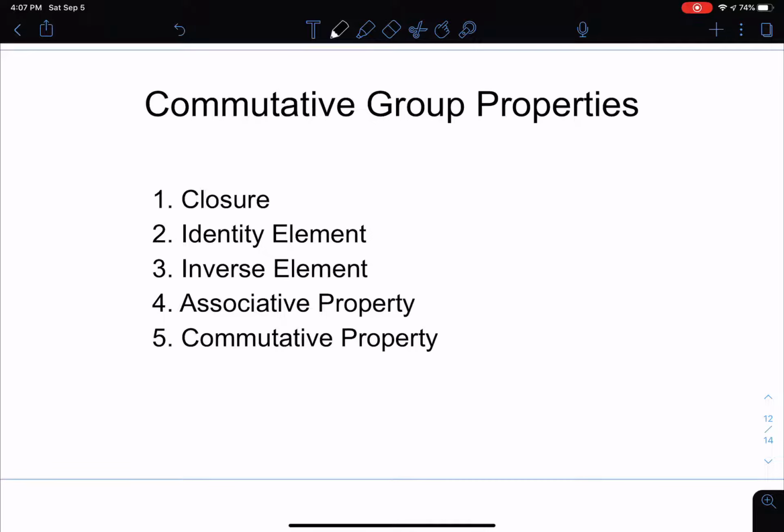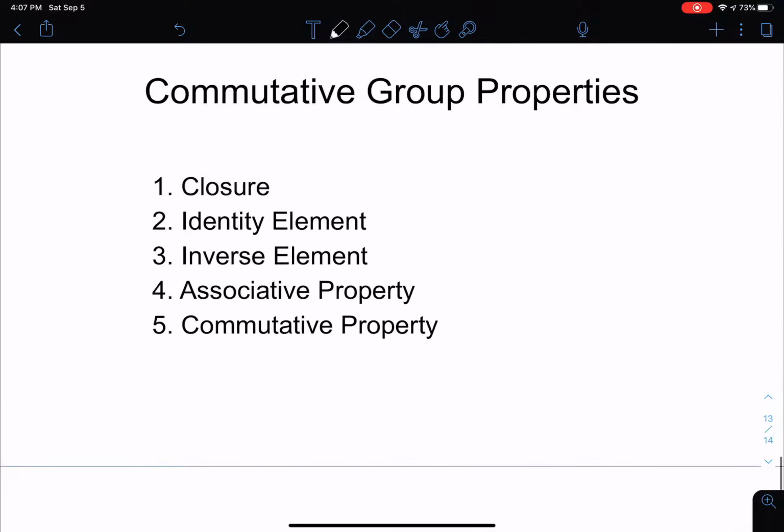Looking for something called closure, looking for something called the identity element, looking for the inverse element, looking to see if the associative property is satisfied, and looking to see if the commutative property is satisfied. If those 5 things are working, then we definitely have a group and it's commutative. The first 4 define the group. The 5th one defines an abelian group, commutative.